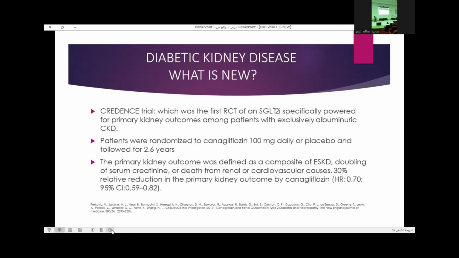For us, CREDENCE is still the most important trial because it was the first trial with the primary outcome on kidney disease. They randomized the patients to receive canagliflozin or placebo and followed them for 2.6 years. The primary kidney outcome was end-stage renal disease, doubling of serum creatinine, or death from renal or cardiovascular cause, and they found a 30% relative reduction associated with canagliflozin.